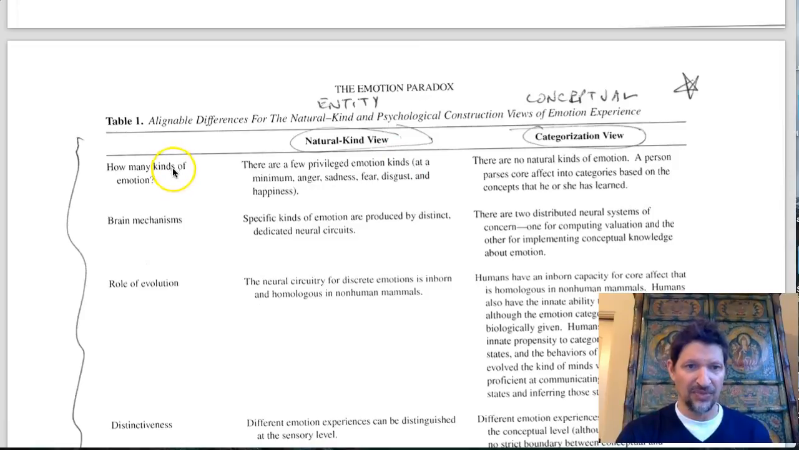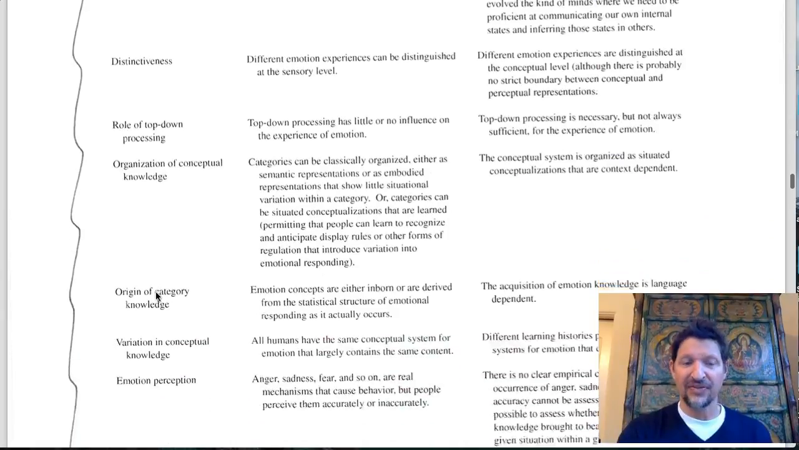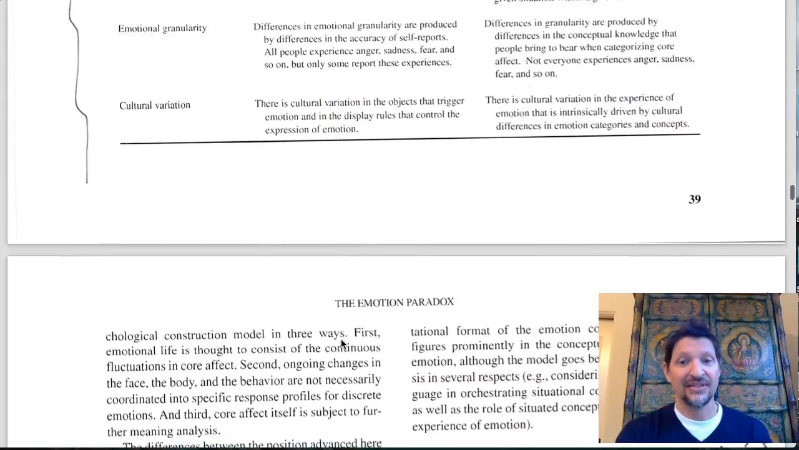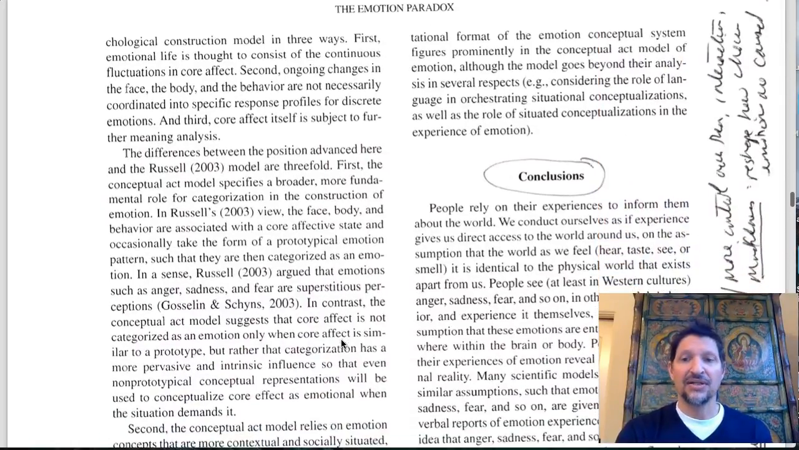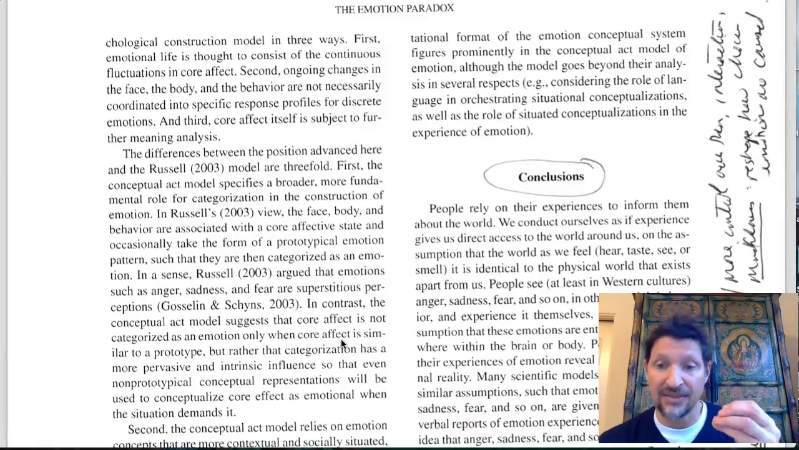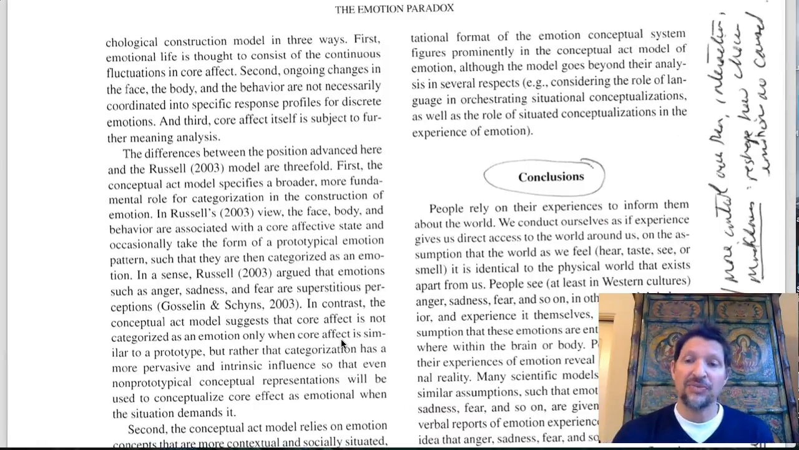And she uses how many kinds of emotions, brain mechanisms, the role of evolution. She goes through this entire thing, kind of creates the contrast. So if you have any doubt about the two models, these provide more than enough detail. You could probably just work with the summaries, this chart, and the abstract at the beginning and the conclusion, and you're going to get pretty much what you need out of this. Again, if you're in a deeper research project, you come back and you can read it with greater particularity.